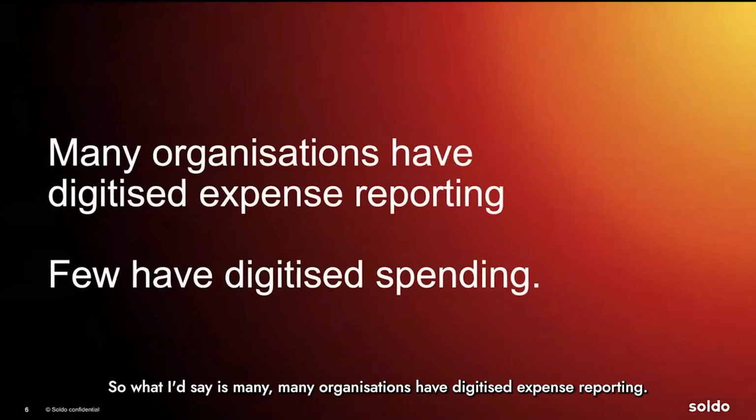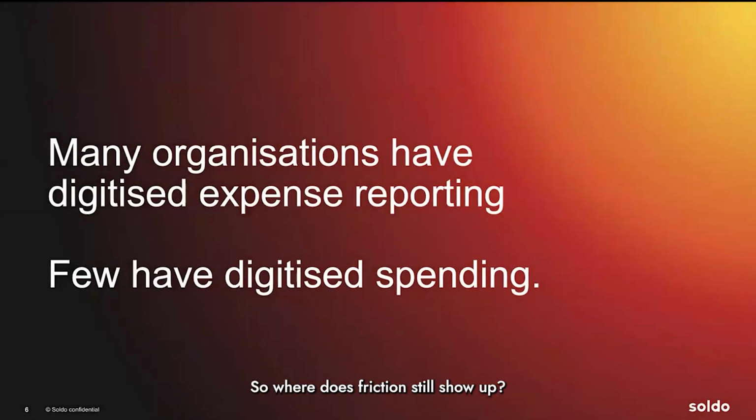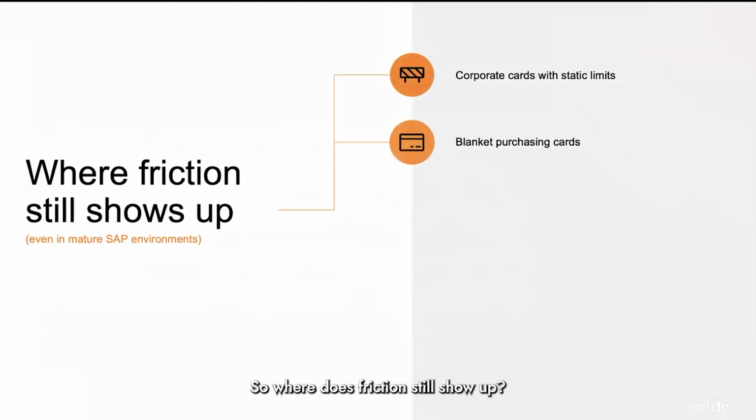So what I'd say is many organizations have digitized expense reporting. Very few have digitized spending. So where does friction still show up?